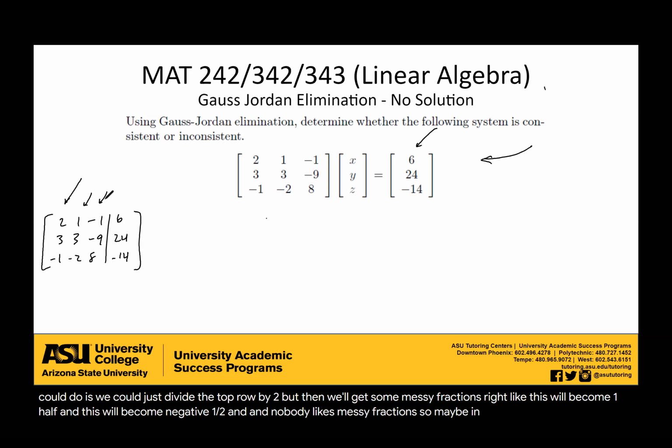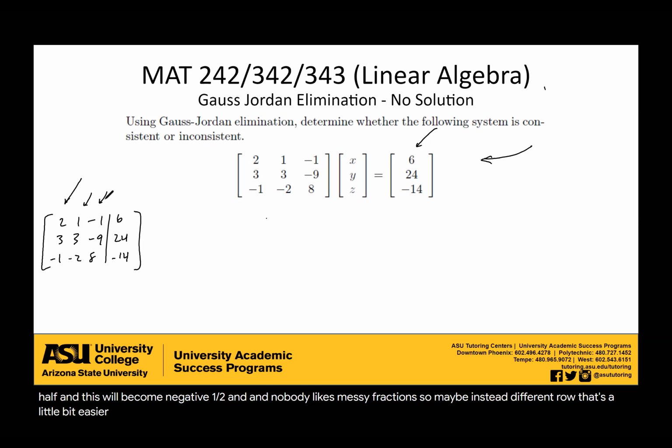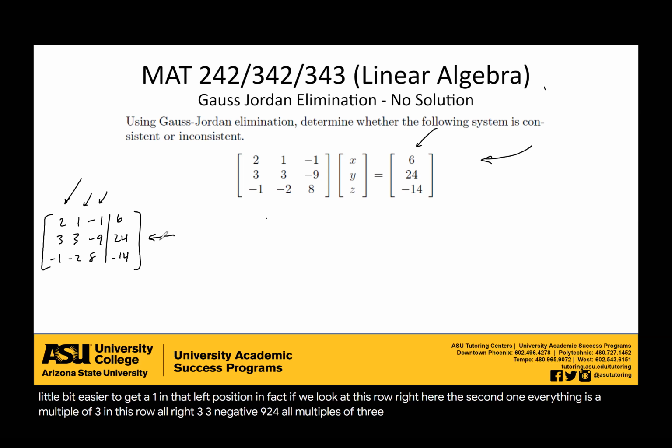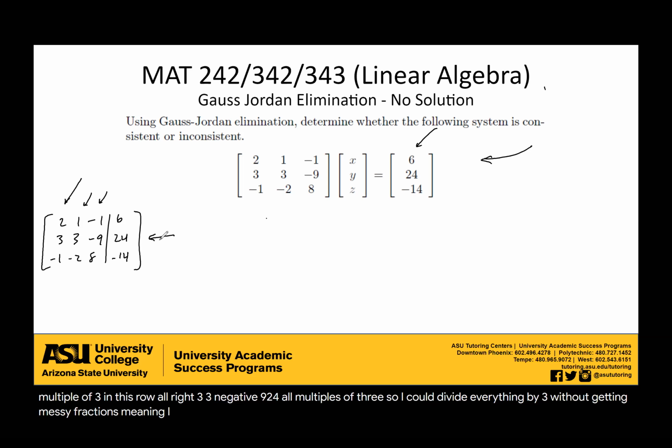So maybe instead I can swap the first row out with a different row that's a little bit easier to get a 1 in that left position. In fact, if we look at this second row, everything is a multiple of 3: 3, 3, -9, 24, all multiples of 3. So I could divide everything by 3 without getting messy fractions, meaning I could get that 1 in this left position. So maybe my first step will be to swap the first and second rows, and then my next step would be to divide that first row by 3.